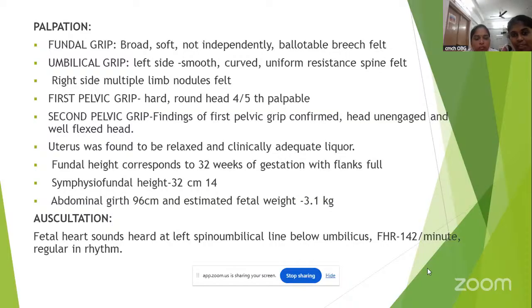Umbilical grip: left side smooth, curved, uniform, resistant spine felt. Right side multiple limb nodules felt. First pelvic grip: hard, round, head 4/5 palpable. Second pelvic grip: findings of the first pelvic grip were confirmed, head unengaged and well flexed.